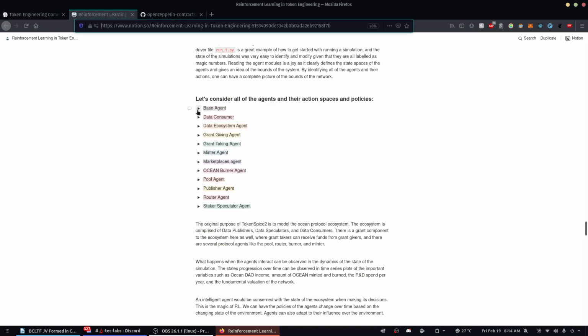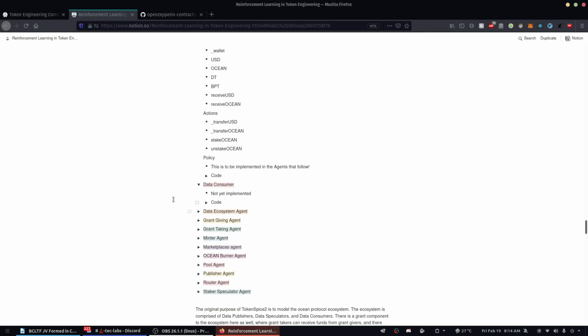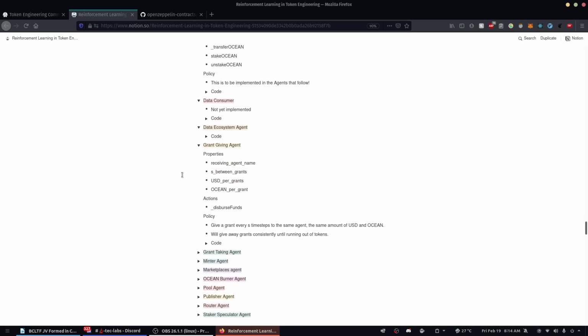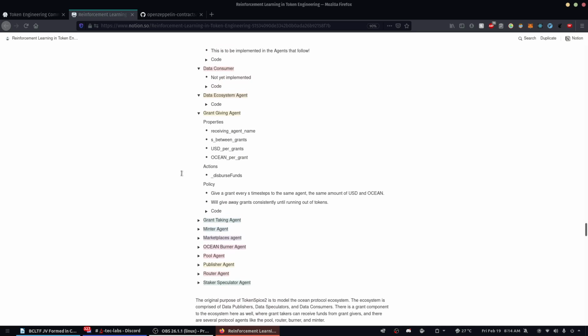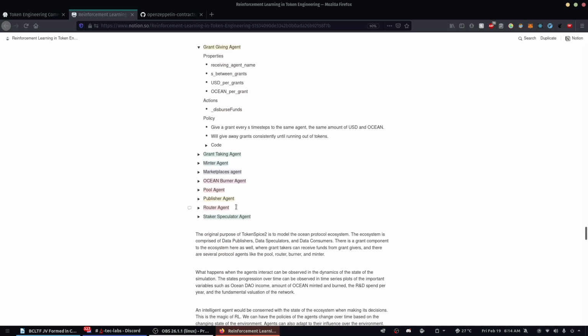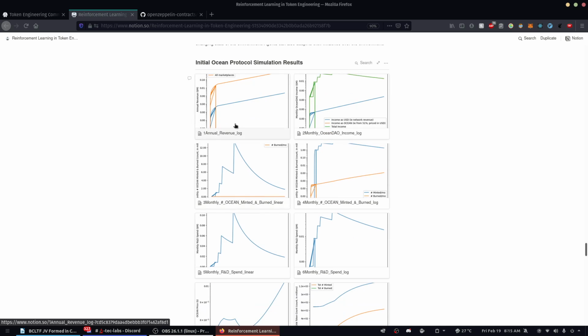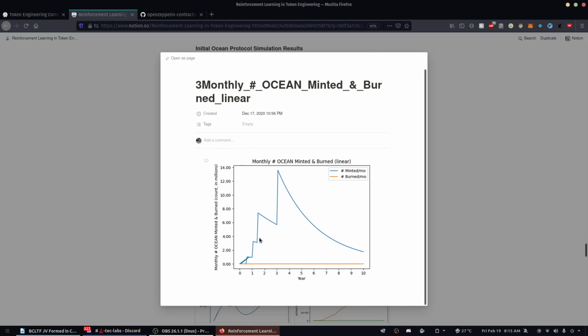And so what I did as an example is I have here all the agents defined in Token Spice to test the Ocean protocol ecosystem and do some tokenomics analysis and verification and simulation to get these sort of results where we can say, well, what's the annual revenue of the DAO over time? So we have monthly Ocean DAO income, Ocean minted and burned, and this is interesting.